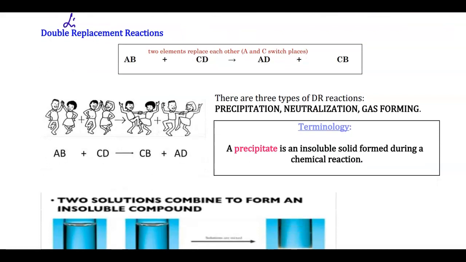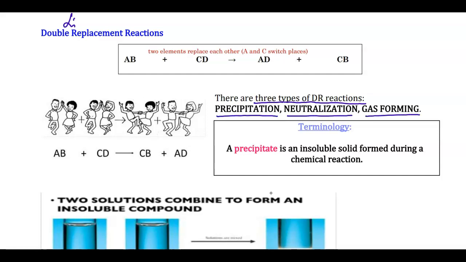Double replacement reactions. So two compounds, like two dancing couples, and they switch partners, right? So three types of double replacement reactions: precipitation, neutralization, and gas forming.